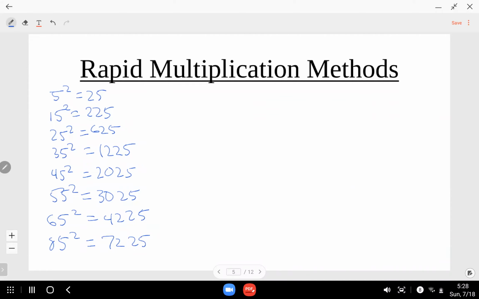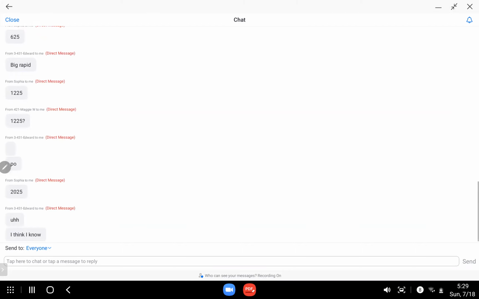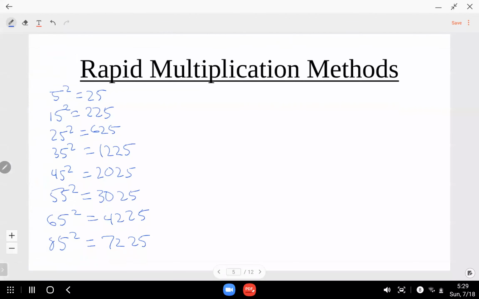No, you can't actually, because we're not looking to see patterns. This is how you rapidly multiply. So does anybody know what I'm doing to get the answers this quick? How do you get the answers this quick when you're getting the squares of numbers ending in 5? You think you know, but you don't know. How do you do it? Come on. It's not that hard.